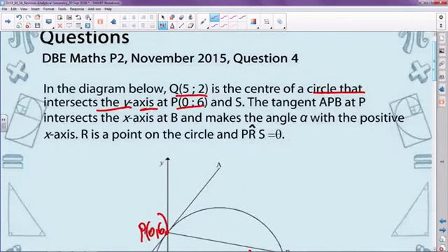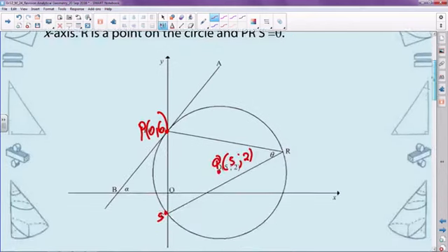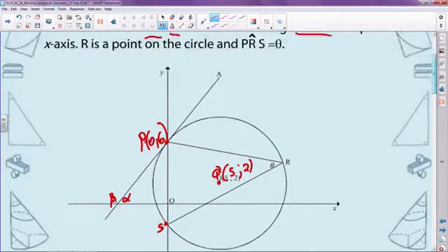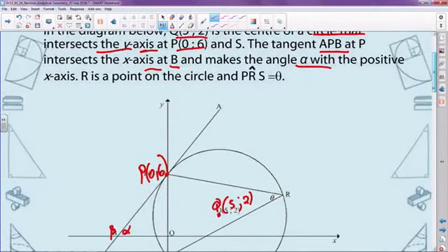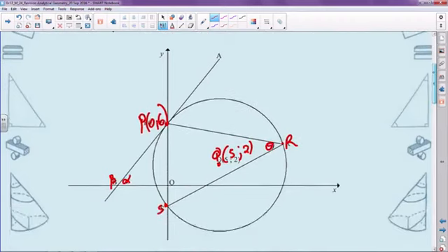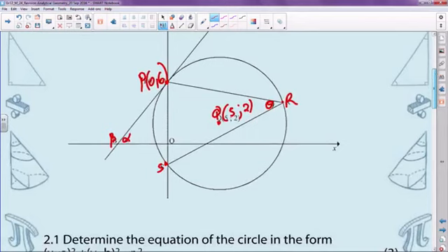Let's go back. The tangent APB at P intersects the x-axis at the point B and makes an angle of alpha with the positive x-axis. So you've got your tangent APB, all right? You see that it makes an angle of alpha with the positive x-axis, or in the direction of the positive x-axis. And they tell you that R is a point on the circle. There we go, there's R there, and the angle PRS is theta, so that goes in there. Okay, everything that they gave us in the question has been given to you on the diagram.